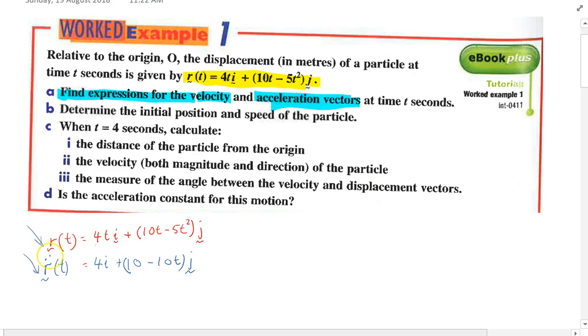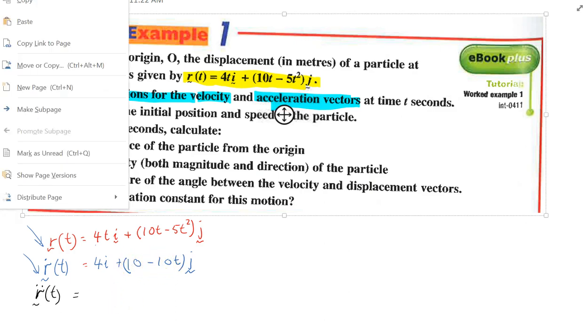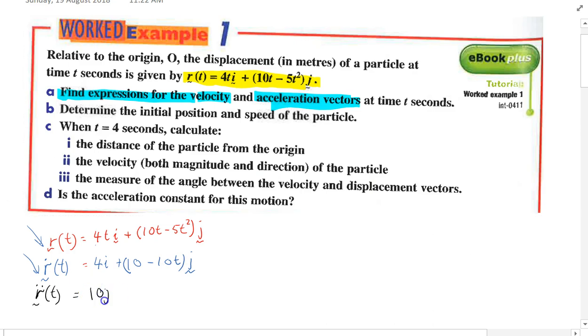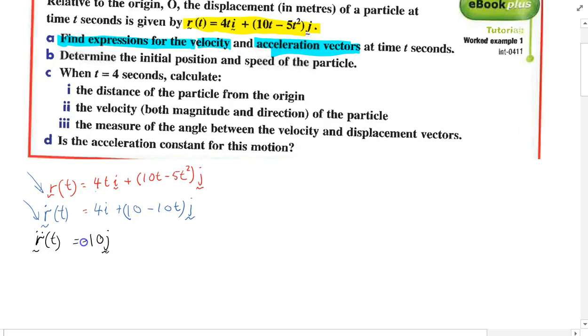So r with respect to t tells us our displacement, and this tells us our velocity with respect to time. We can go one step further with r double dot, which will be our acceleration vector. The derivative of 4 means we lose the i component altogether, so there's no acceleration in the i component, but there is an acceleration here. 10 derives to 0, minus 10t derives to minus 10. So it's minus 10j.